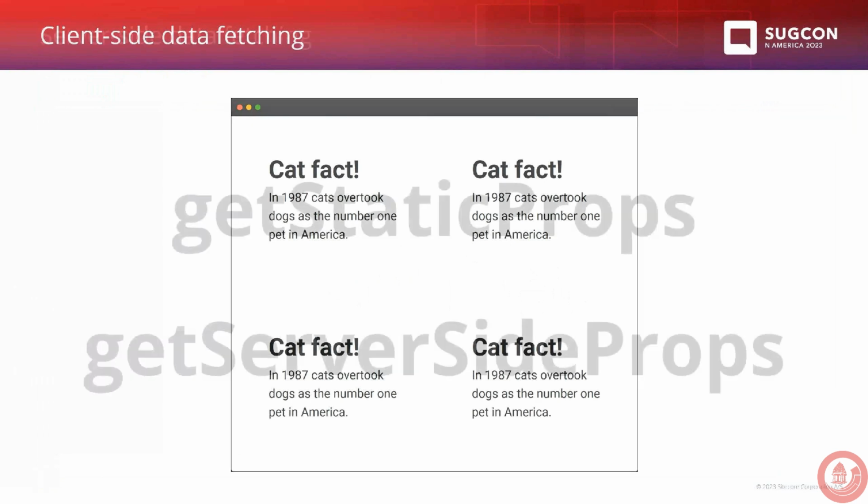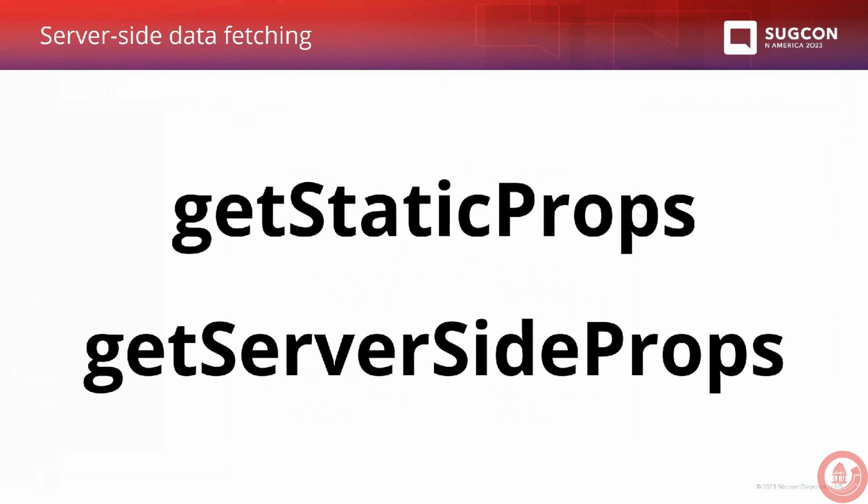And that comes in the form of two special functions called getStaticProps and getServerSideProps. These are server-side data fetching methods that you can use to do data fetching during server-side rendering. So if your application is using SSG, or static site generation, you use getStaticProps. If your application is using server-side rendering, or SSR, then you use getServerSideProps. Let's look at a simple example.